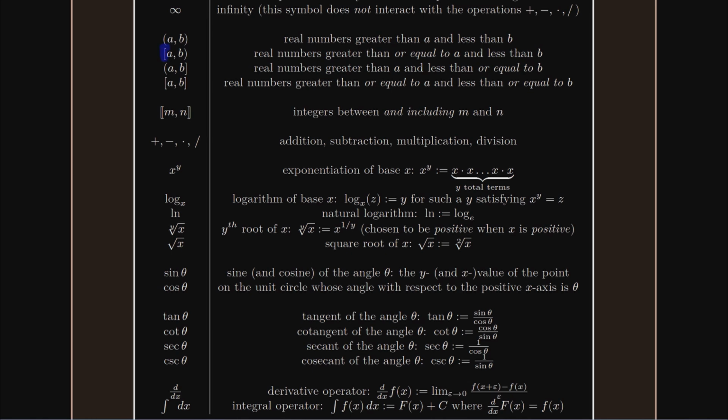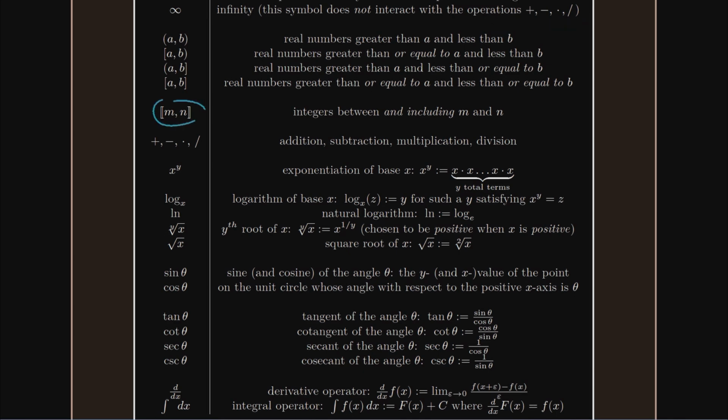And of course we can close one side, which just means you include that side. So in the second case, include a but not b. In the third case, include b but not a. And in the last case, include both a and b. So in terms of a number line, think about a to b, this would be the closed interval AB.